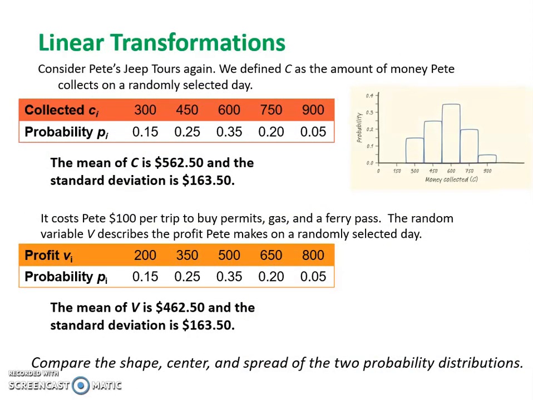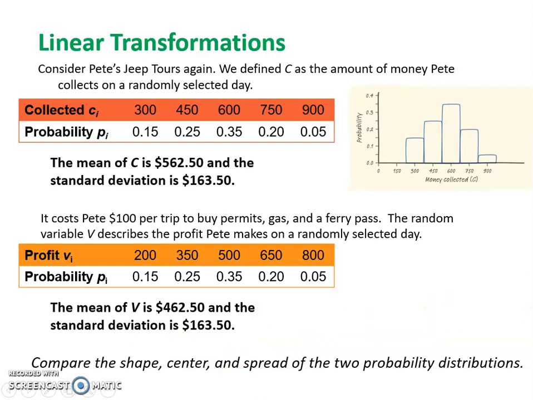All right, still considering Jeep and Pete's Jeep tours. If C is, again, the amount of money, and it costs Pete $100 per trip to buy permits, gas, and a ferry pass, the random variable V represents the profit that he makes on a randomly selected day. So if he collected $300, you have to take away 100 to figure out the actual profit. If you went through the math, you would see that the mean of this is $462.50, and the standard deviation is $163.50.